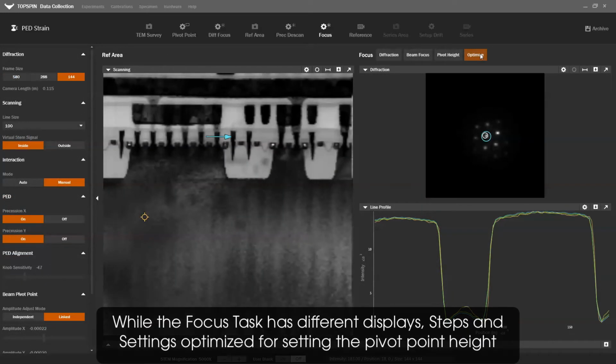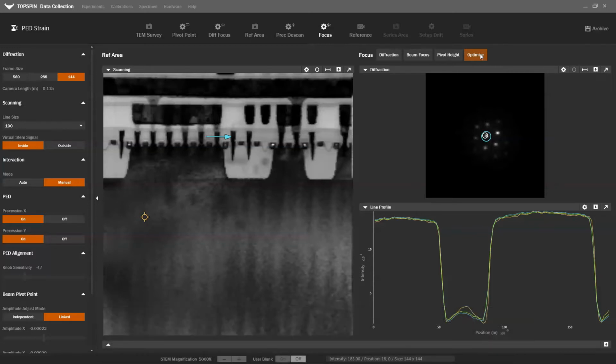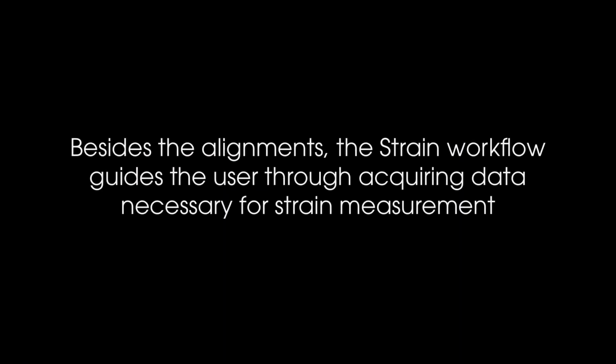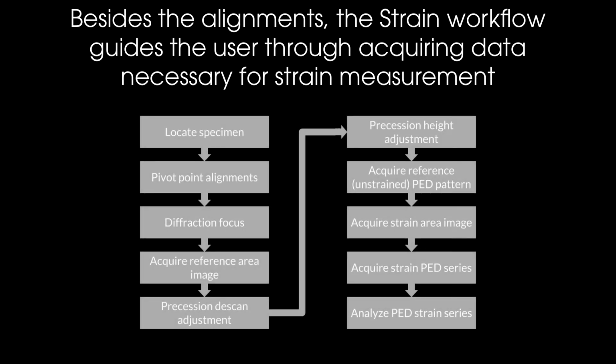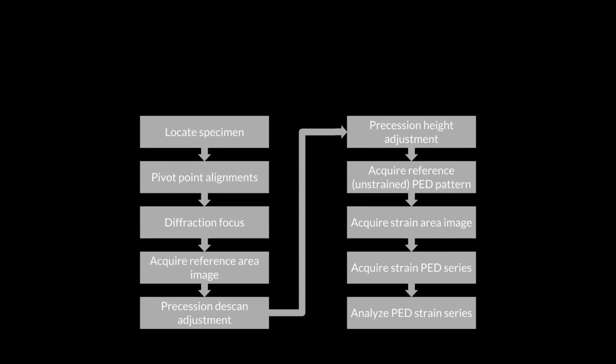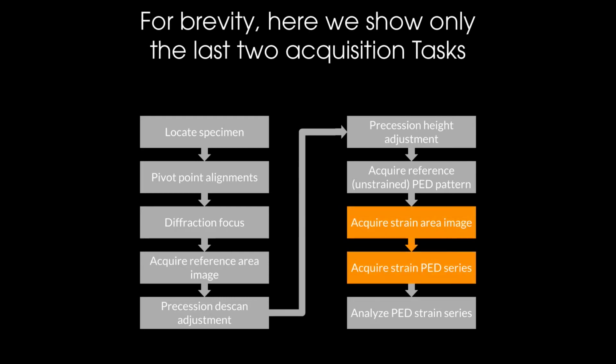Compare this to the focus task, which is designed to facilitate setting the pivot height. Here we have more displays and a different set of steps and settings. Many of the tasks in the strain workflow are for the automated alignments required to properly set up the microscope for PED acquisition. In the interest of time, we will only illustrate the actual data acquisition tasks here.